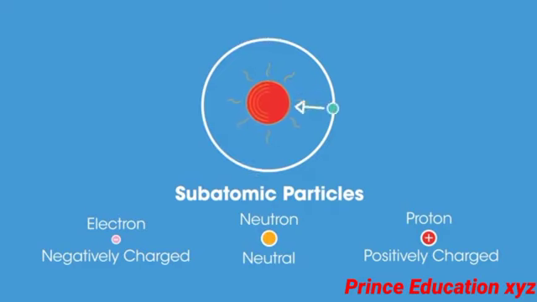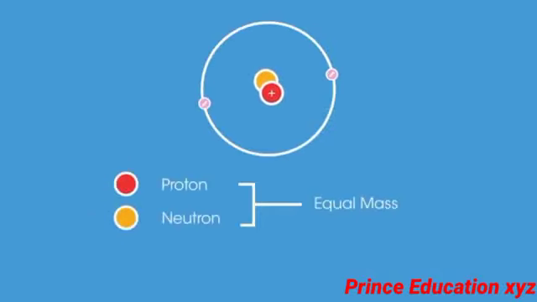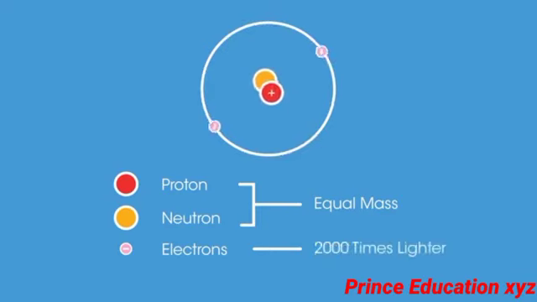So that's the general structure of an atom. What about its mass and size? Protons and neutrons have the same mass, but electrons are so small they weigh almost nothing in comparison to protons and neutrons. In fact, they are around 2,000 times lighter. As a result, the mass of an atom is concentrated at its nucleus. So that's the mass of an atom.